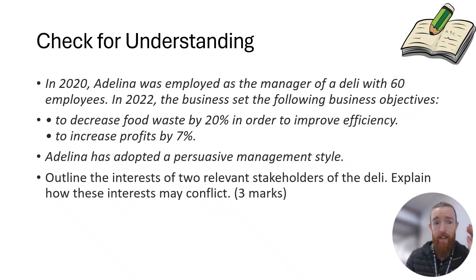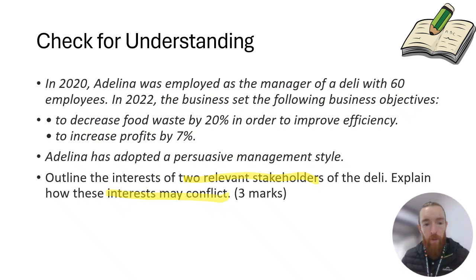In 2020, Adelina was employed as the manager of a deli with 60 employees. In 2022, the business has set the following objectives: decrease food waste by 20%, increase profits by 7%. She's adopted a persuasive management style. It's not really relevant to this question, but we need to outline the interests of two relevant stakeholders of the deli and explain how these interests may be in conflict.